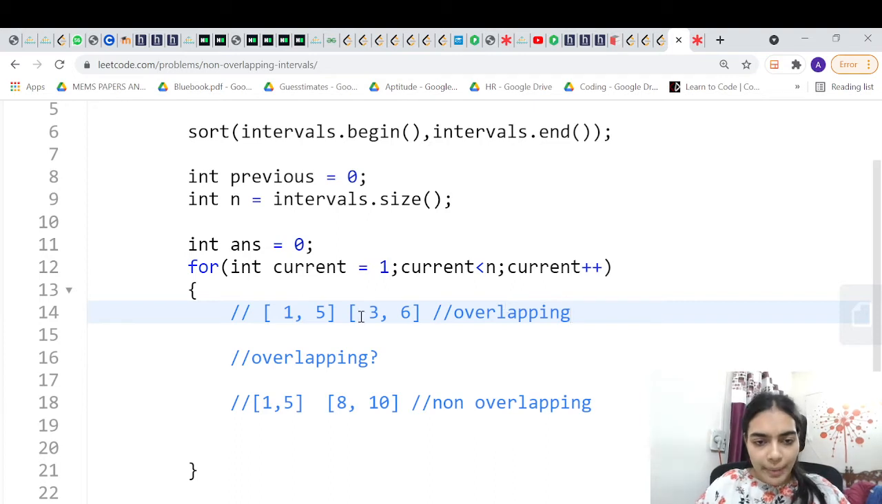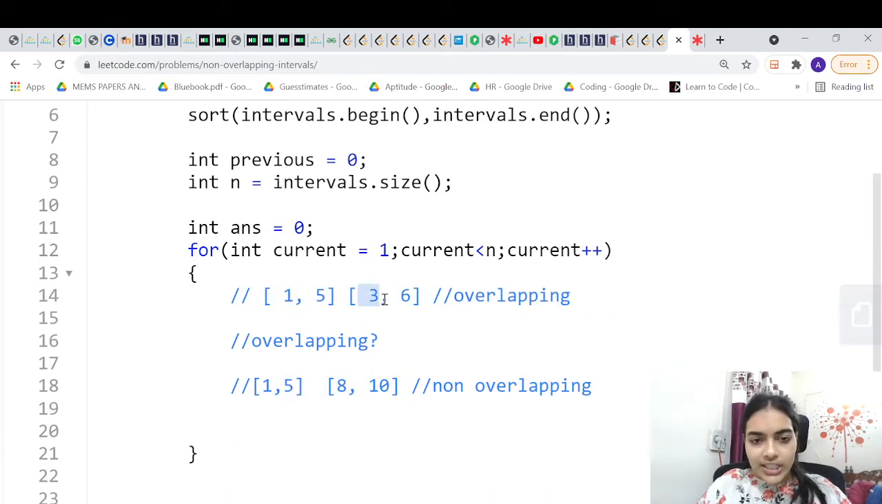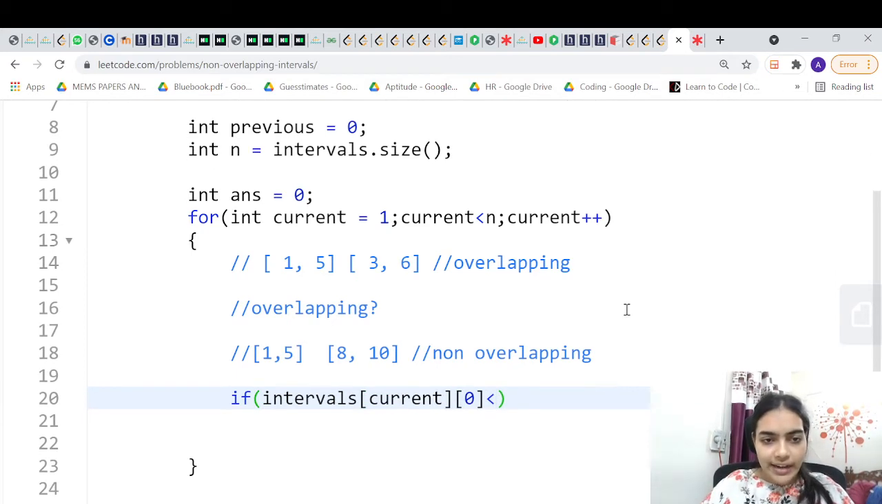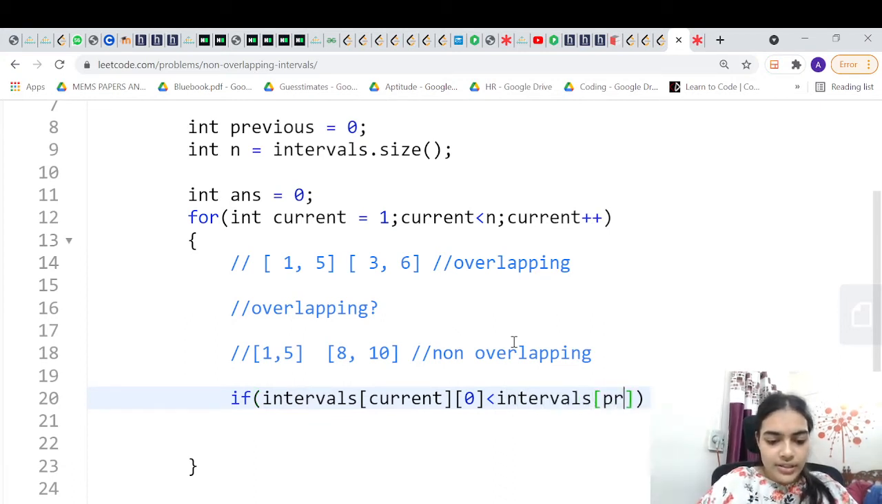How do you know they are overlapping? Because 3 is less than 5, but in this case 8 is greater than 5, right? So you can just compare the start time of the current interval with the end time of the previous interval. So that's what we are going to do, right? So if intervals of current of 0 is less than intervals of previous of 1. Okay, so in this case what are you going to do?